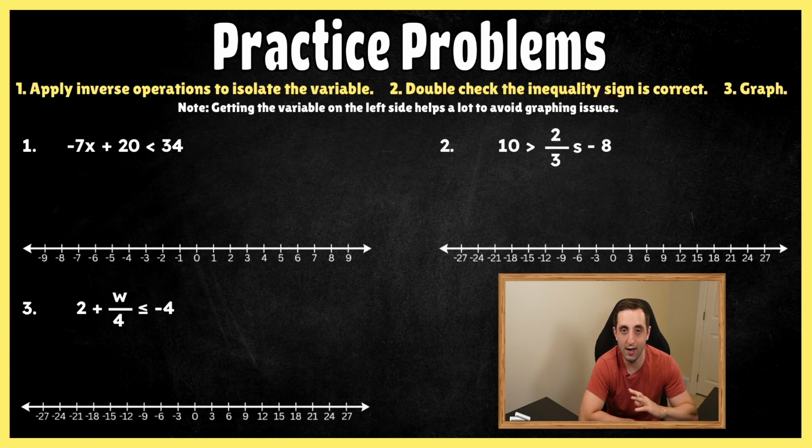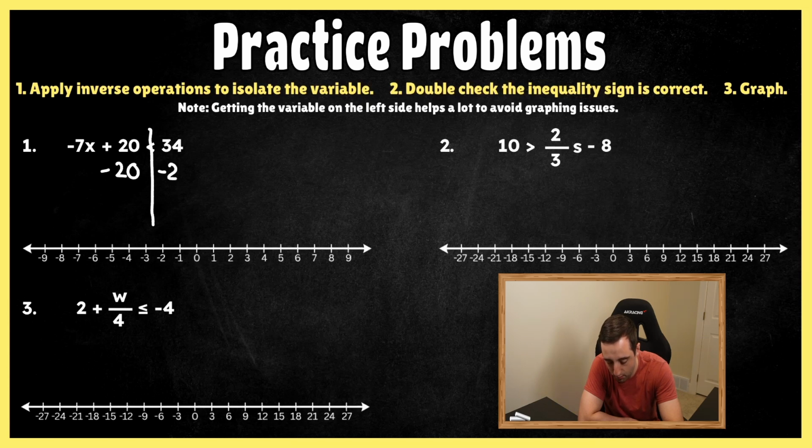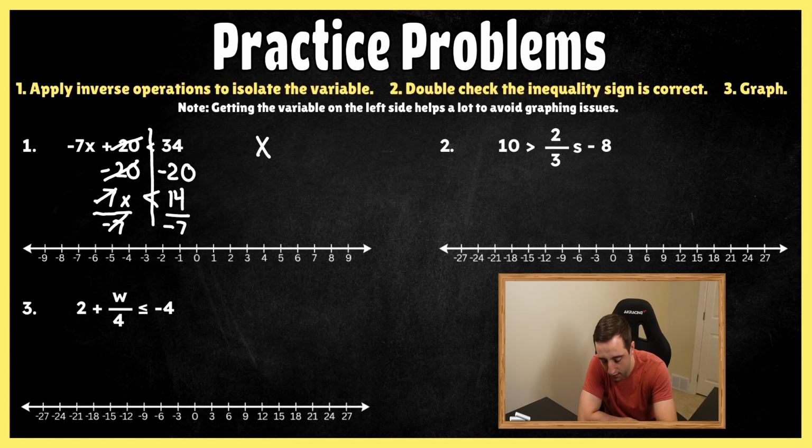So I'm assuming at this point you've tried out all 3 of them and you're ready to go over the answer. So let's go ahead and look at number 1. First, we're going to draw that line separating the left and the right side. We want to get rid of the adding by 20 by subtracting 20 on both sides. So minus 20, minus 20. These are inverses, so those are going to cancel. We're left with negative 7x is less than 14. And then negative 7 is currently being multiplied. Well, let's get rid of it by dividing by negative 7. Negative 7 divided by negative 7 is 1, so those are going to cancel. We have x all by itself. 14 divided by negative 7 is negative 2.